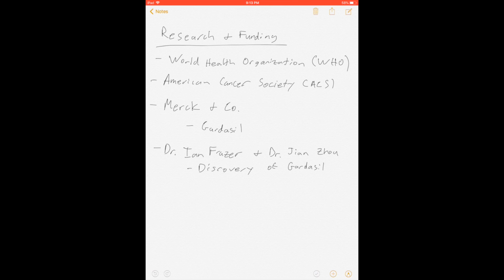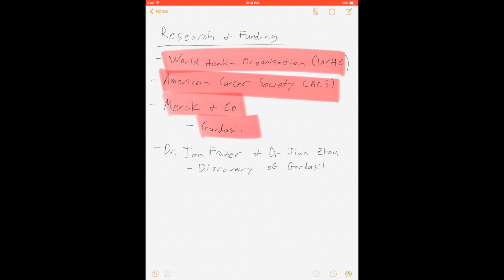So there are people or entities that are responsible for funding the research on cervical cancer, as well as some other advocacy groups. These groups include the World Health Organization, as well as the American Cancer Society, as well as many more. Merck and Company is a pharmaceutical company that manufactures Gardasil, which is a treatment for HPV. Some of the notable people in the field are Dr. Fraser and Dr. Cho, who are the two researchers that discovered Gardasil.